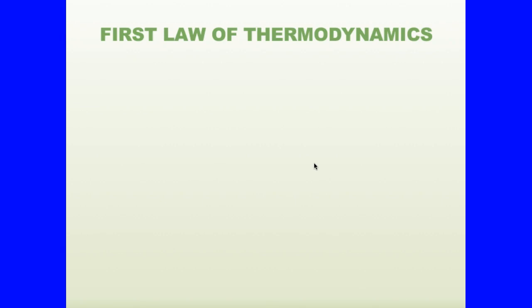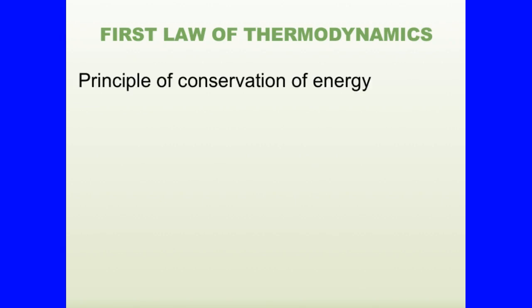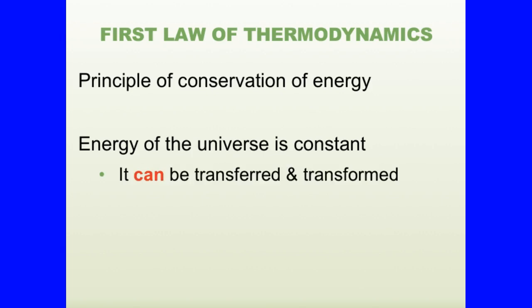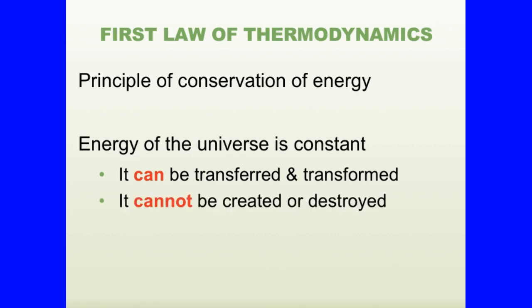So now we're going to go ahead and start talking about those two laws of thermodynamics. Okay, the first law is going to be concerning the principle of conservation of energy. Well, what exactly does that mean? That means that the energy of the universe is constant, okay? Remember how we saw the energy from the sun come down and onto the producers, and then the producers transferred it to the consumers. So the energy can be transferred and transformed. The only thing it cannot be is it can never be created or destroyed. This would be the first law of thermodynamics.